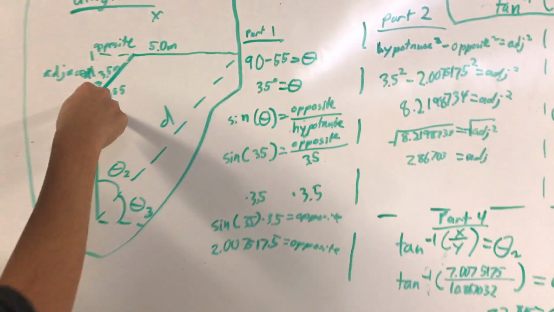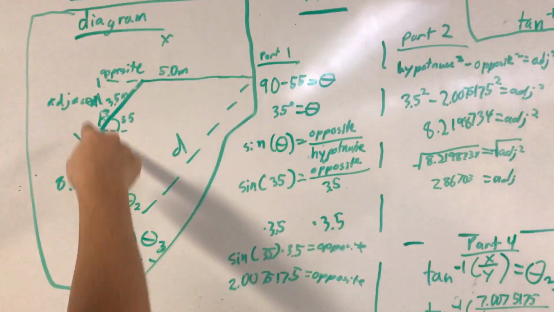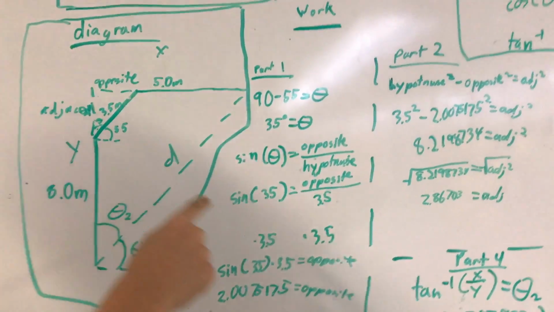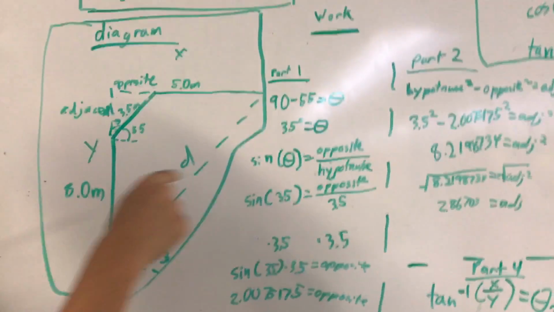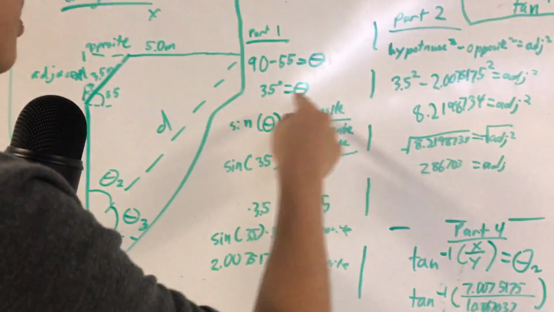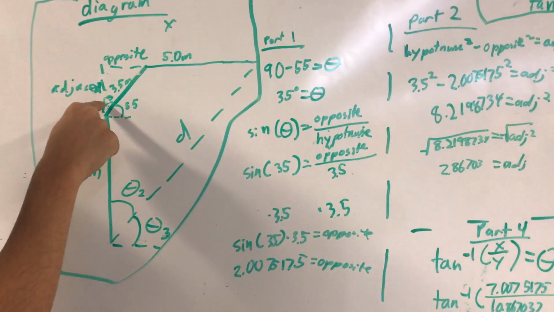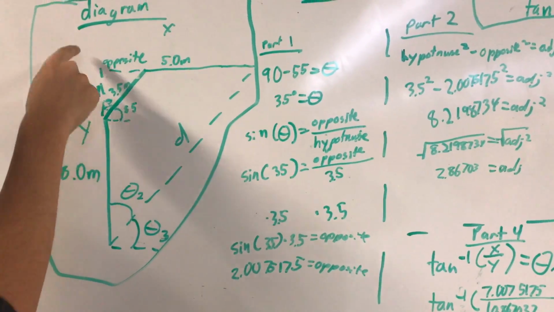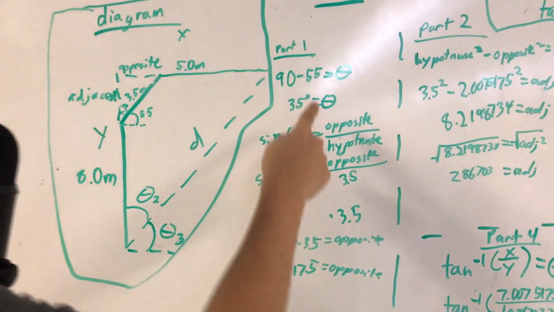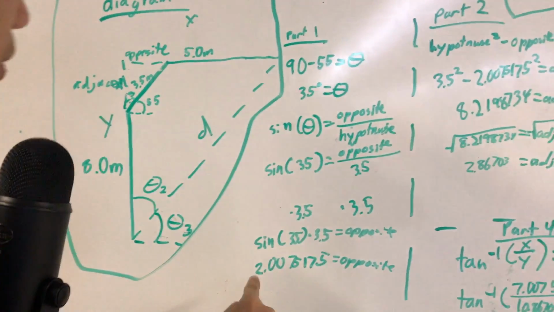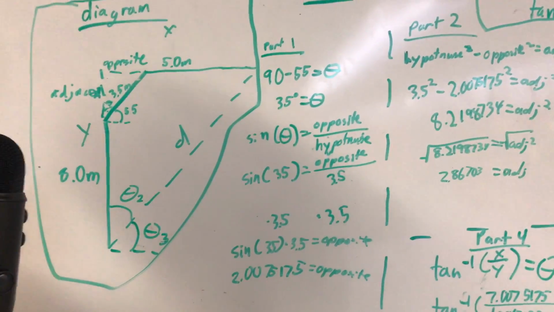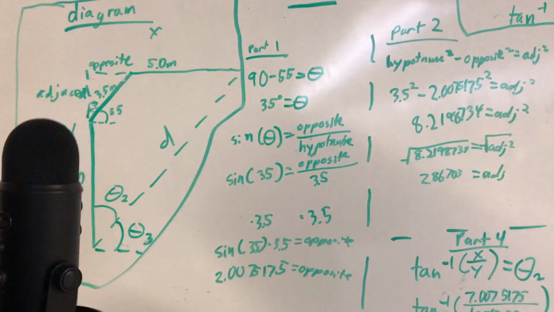Right now, we want to find all the data for this small triangle right here. So we must find theta right here: you do 90 minus 55 equals theta. Simplify that out, and then you find the sine of this, so you can find the opposite. After doing the whole thing, you get 2.007575 meters equals opposite.